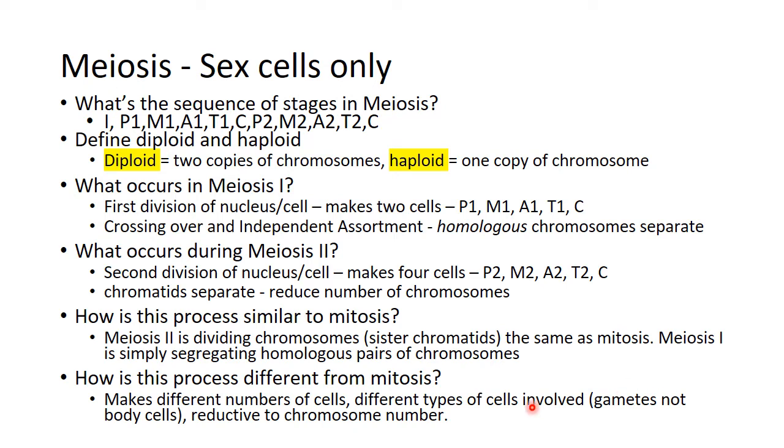But mitosis makes copies of body cells. So meiosis only works with gametes and sex cells, but mitosis only works with body cells. And it does reduce the number of chromosomes. So instead of having 2 copies of each chromosome, we're only going to have 1 copy of each chromosome. And that's going to allow more diversity to build up later on.